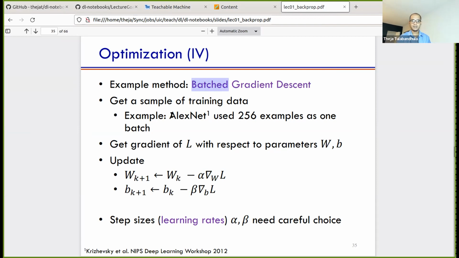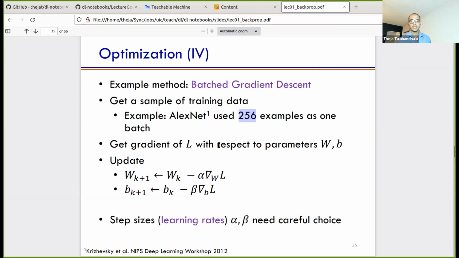And in particular, for the model that we were talking about, the 10% absolute improvement in the ImageNet Large Scale Visual Recognition Challenge, that used a batch of 256 examples out of the 1.5 million examples to do that iterative step, to compute the loss and compute the gradient and all that. But what exactly is this gradient step?